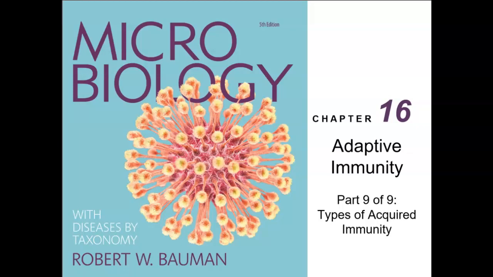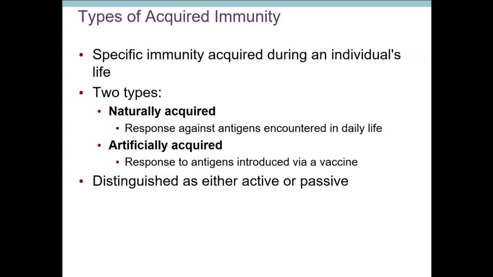Chapter 16, Part 9. In this we're going to look at the different types of acquired immunity. So there's two basic types, but they can be either active or passive. Naturally acquired is a normal response to an antigen that you just encountered as you did your regular life. Artificially acquired immunity is a response to a vaccine. Both of these can either be active or passive. So let's look at a little picture on the next slide.